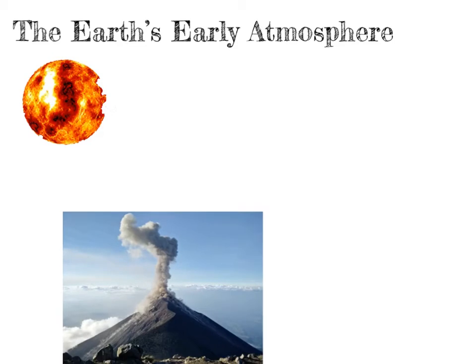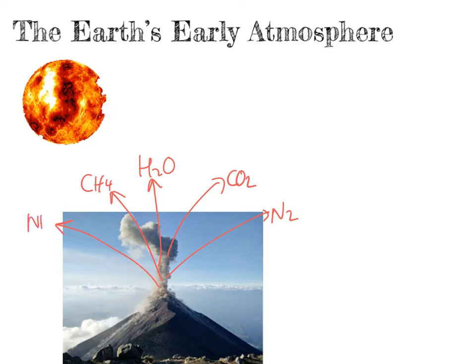Now, as the surface of the Earth began to cool, we believe that the Earth was covered in volcanoes, and these provided the gases that formed the early Earth's atmosphere. So volcanoes were producing gases such as carbon dioxide, lots of water vapour, some nitrogen, likely some methane, and probably some ammonia. And these gases formed the early atmosphere, and you need to be aware that there was a lot of carbon dioxide in the Earth's early atmosphere, much more than there is today.